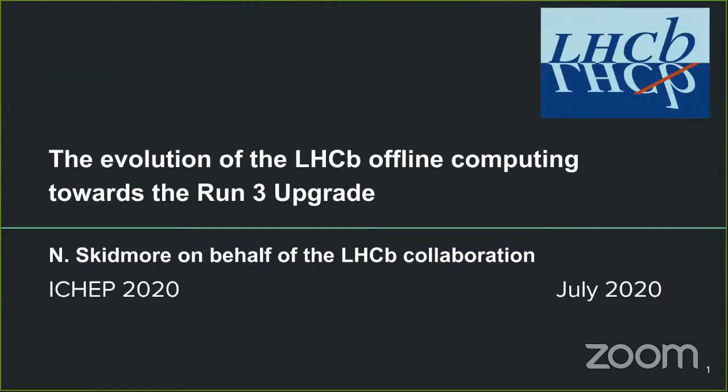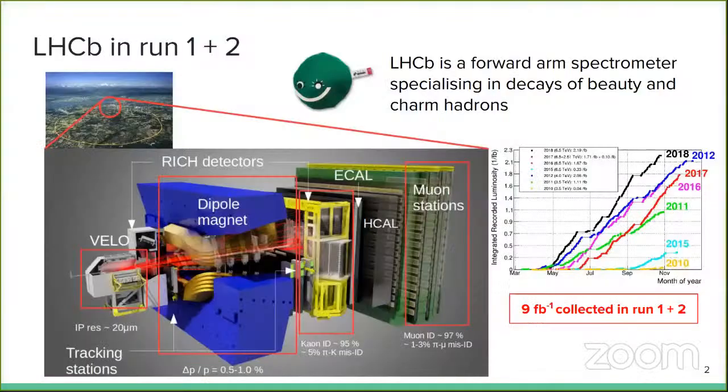So I'm Nicole. I'm a postdoc at the University of Bonn, and I'm very happy to be talking about the evolution of the LHCb offline computing towards the run 3 upgrade. So just a recap of what our LHCb detector looked like in run 1 and run 2. As you know, LHCb is a forward arm spectrometer specializing in the decays of beauty and charm hadrons. On the right, you can see a plot of our integrated luminosity throughout the years of run 1 and run 2. In total, we collected 9 inverse femtobarns of data. And as you'll see from the many talks in this conference, we're fully exploiting this now.